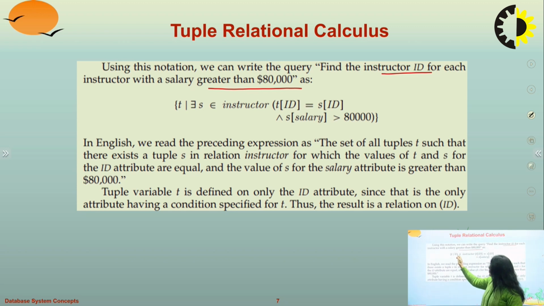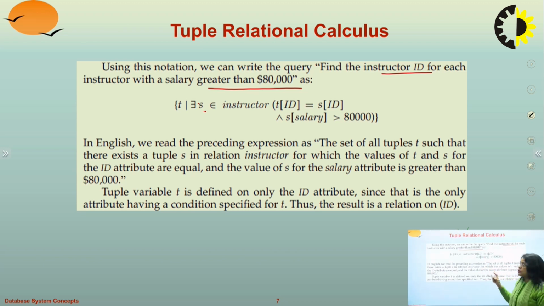So here we will write there exists S. S is nothing but another tuple variable we are using to describe the information. Here we require only the instructor ID, but this is tuple relational calculus format. So we will assign a subtuple, or we can say a tuple, so information will be described in the form of a tuple only. So here we are using another tuple variable. There exists S that also belongs to instructor.